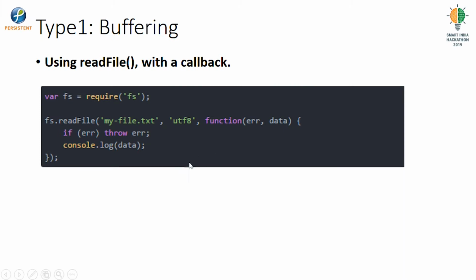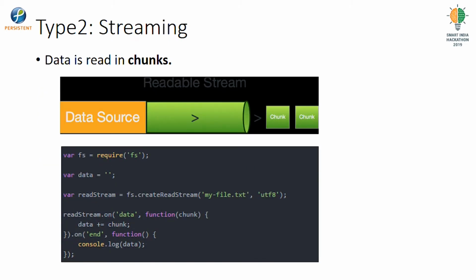This is the first type which we have already looked at, readFile, which is going to take a callback. This is the buffering type, and this is the second one, wherein it is using streams. So you have the data source, and in chunks data is going to be produced and consumed by some other target here.